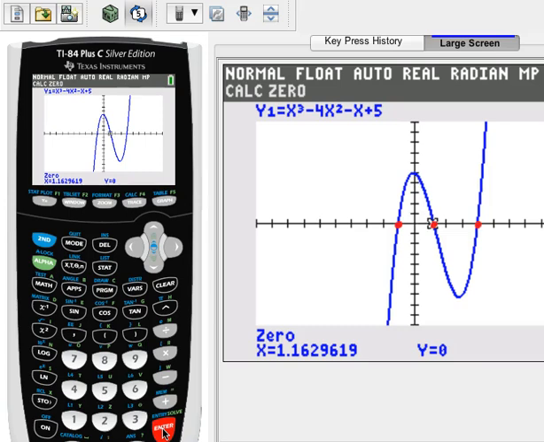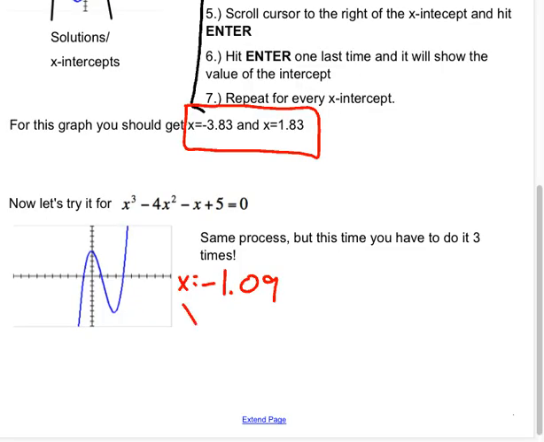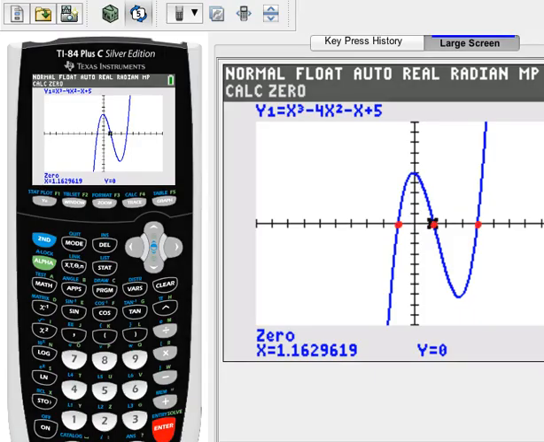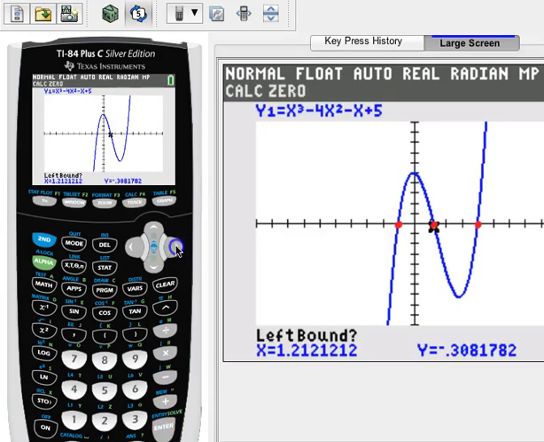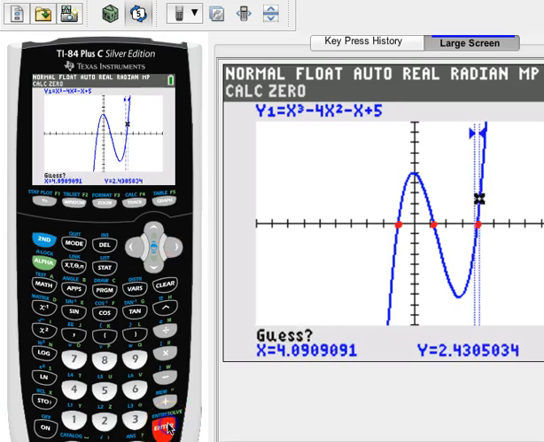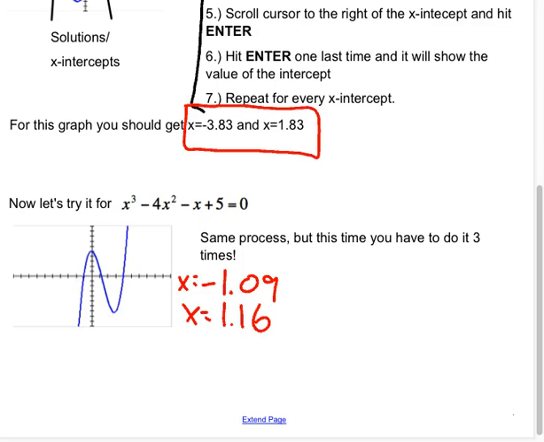This next one is at 1.16. So I'm going to write that down. 1.16. And my final one, I have to go through that process again, go back to 0. So here to the left, scroll right until it crosses, hit enter one more time, and then you get 3.93.